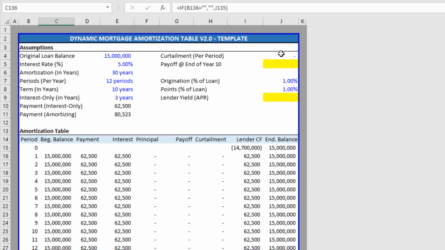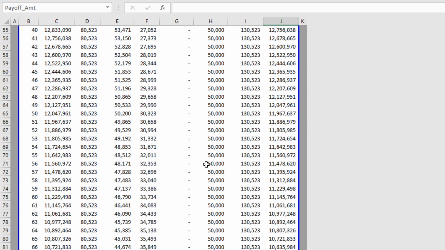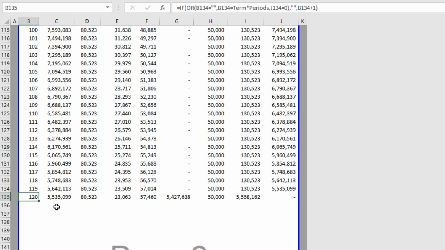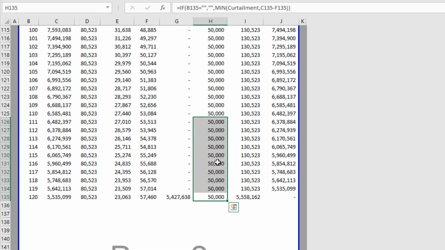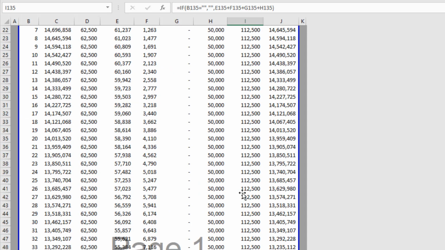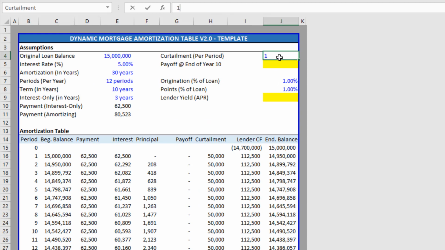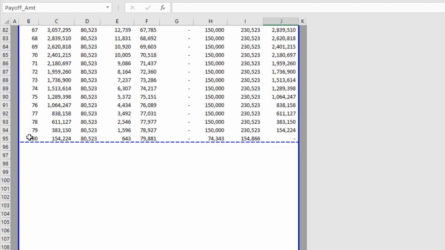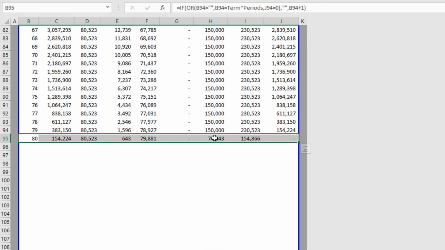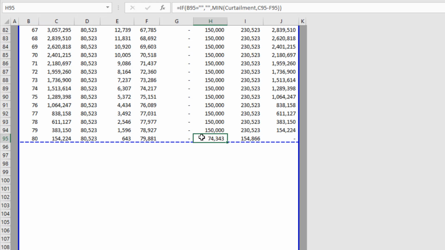Now, we could set curtailment to 50,000 and watch what will happen. Now, again, it pays off. There's still a balloon balance at the end of the term, but it's substantially less because of the $50,000 a month curtailment. And even more, what if we went to 150,000? Now the loan pays off in month 80. And notice here, because we use that min formula, the curtailment is exactly equal to whatever is owed to pay off the loan in that one period.